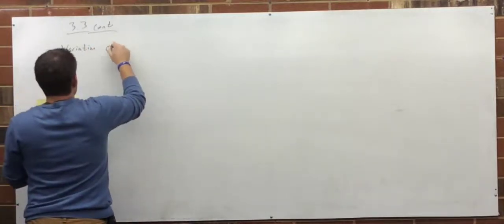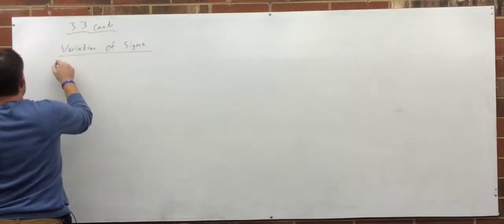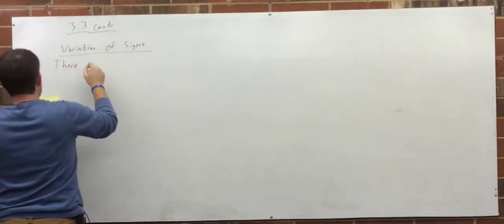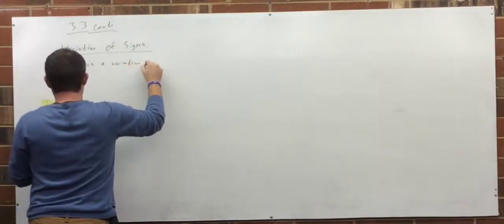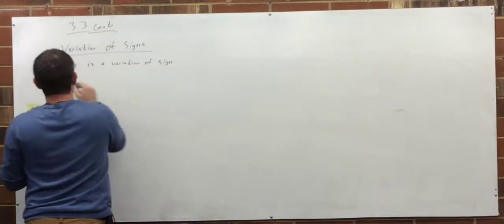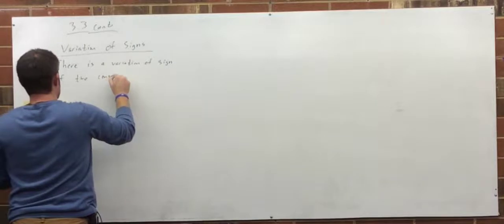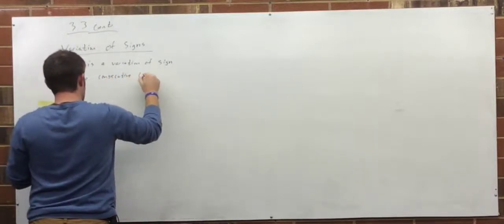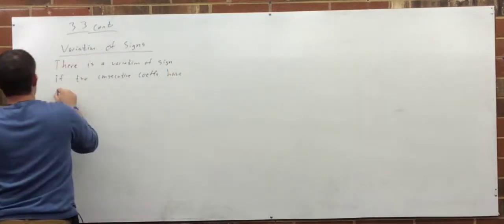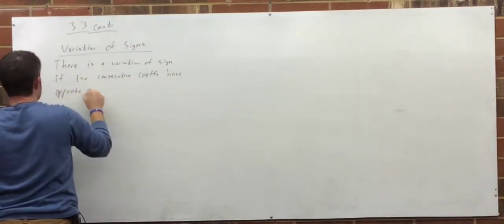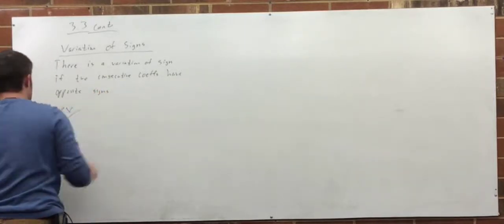Variation of signs. Here's the definition of it. There is a variation of sign if two consecutive coefficients have opposite signs. So let me give you an example of what we're looking at there.